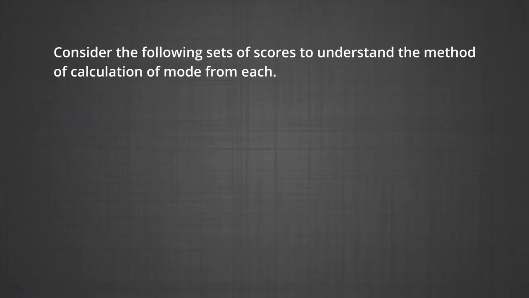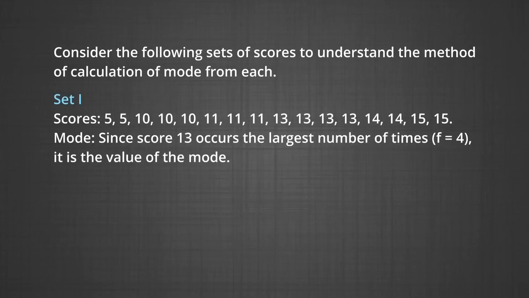When there are two non-adjacent scores with the same frequency, and they are the highest in the distribution, each score may be referred to as the mode, and the distribution is called bimodal. Consider the following sets of scores to understand the method of calculation of the mode. In set 1, we have the scores 5, 5, 10, 10, 10, 11, 11, 11, 13, 13, 13, 13, 14, 14, and 15 and 15. Since score 13 occurs the largest number of times, that is at a frequency of 4, it is the value of the mode.